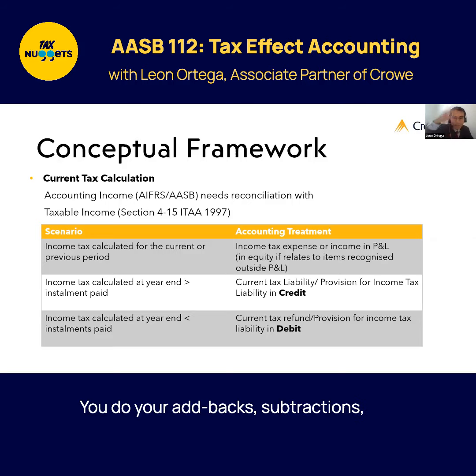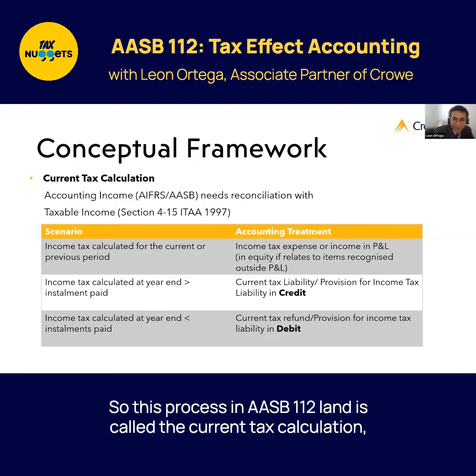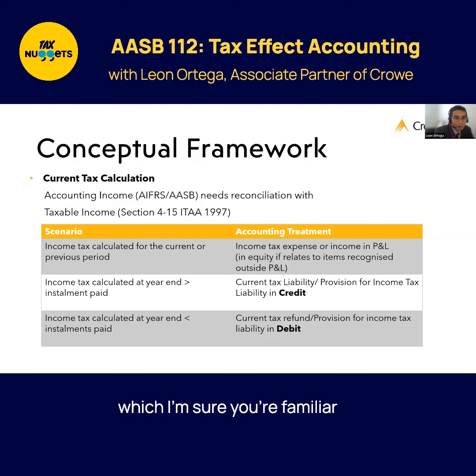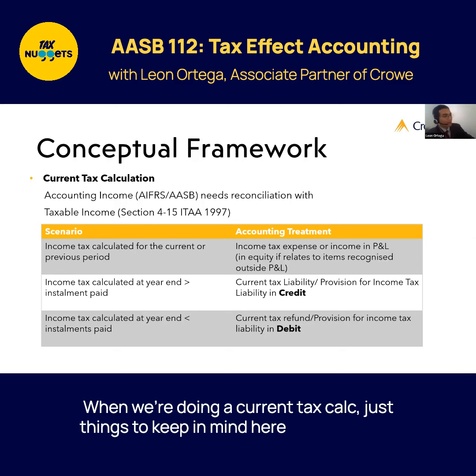You do your add backs, subtractions, and you arrive at a taxable income, which you report in your tax return and pay the ATO. So this process in AASB 112 land is called the current tax calculation, which I'm sure you're familiar with, and it's easy for you to grasp once we show you an example later on. So when we're doing a current tax calc, things to keep in mind here are scenarios.